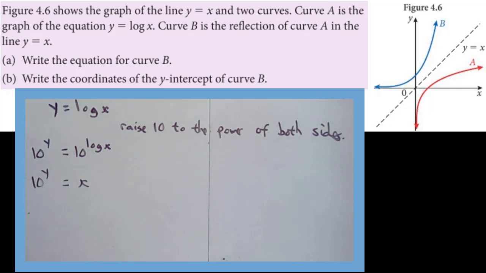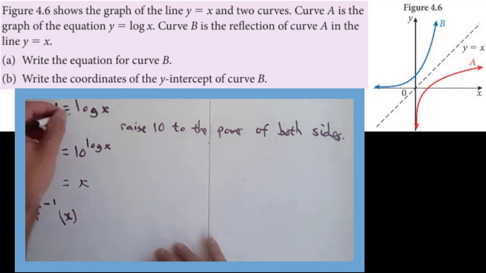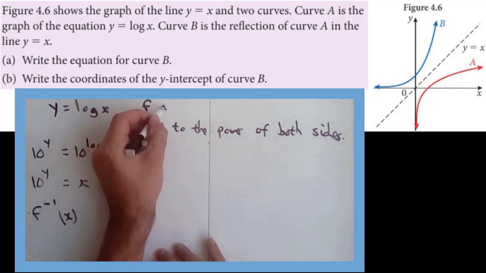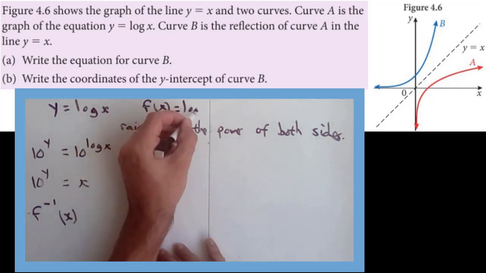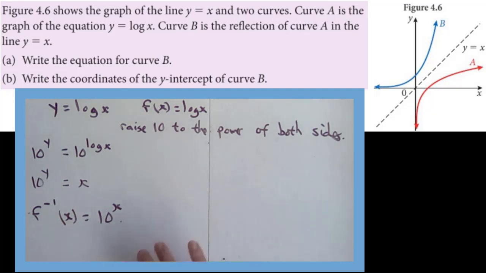Now if we swap them, that's just telling me the inverse function. If we call f of x equals log x, let it be that for this, then the inverse function must be 10 to the power x, just like that. So that's what curve B is. Curve B has equation y equals 10 to the power x.